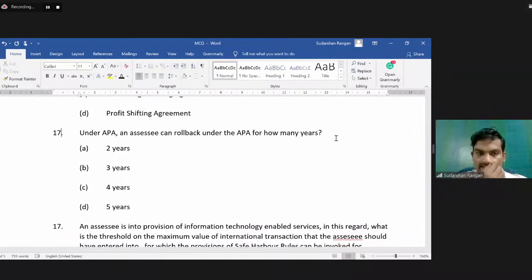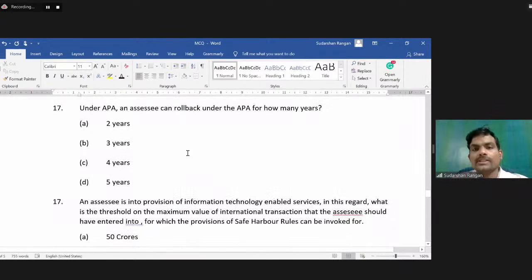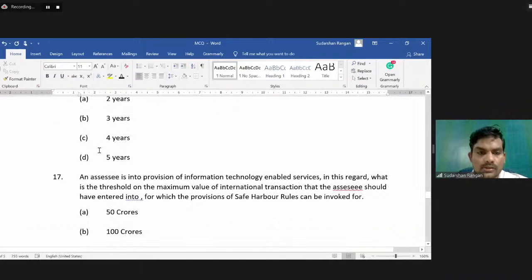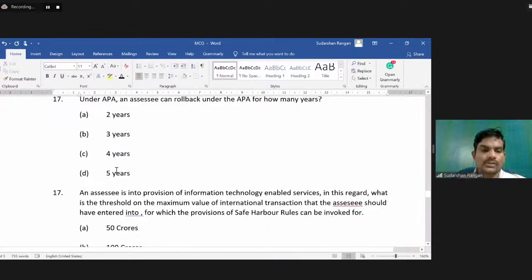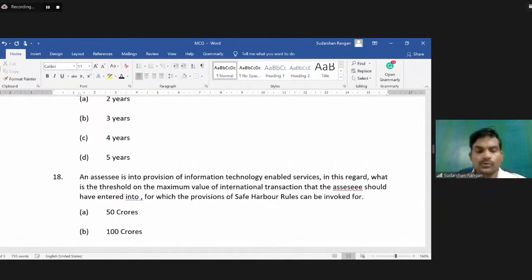So it's called retroactive. Basically, you're trying to go back and do something which ideally you cannot do. India did a lot of retroactive provisions. If you remember, Section 9 was retroactive. Similarly, under this, you can roll back and ensure that the advance pricing arrangement is valid for the past years as well. So, till how many years can you roll back, for closed years or years that have gone by? That is the question here: whether 2 years, 3 years, 4 years, or 5 years. Let's move to question number 18.